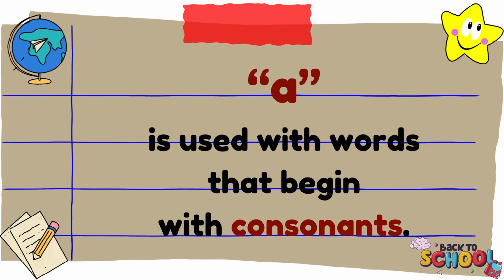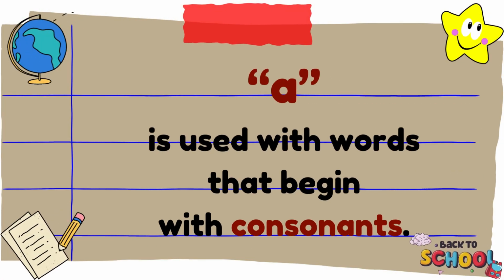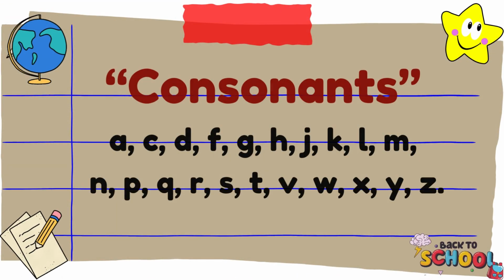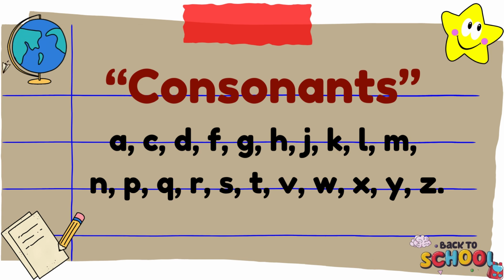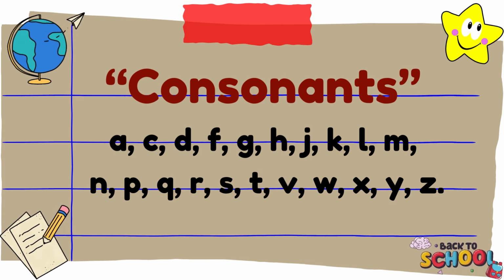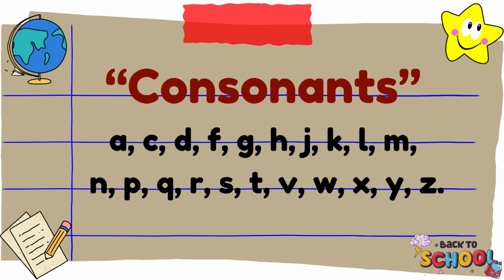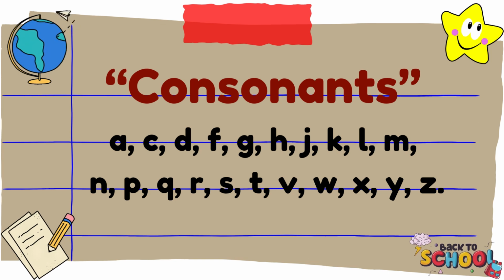A is used with words that begin with consonants. Consonants are the letters B, C, D, F, G, H, J, L, M, N, P, Q, R, S, T, V, W, X, Y, Z.